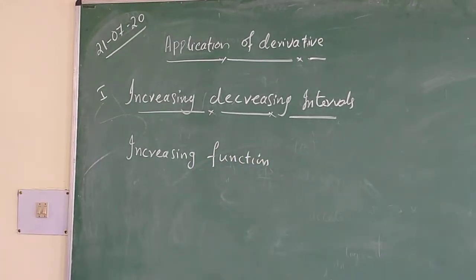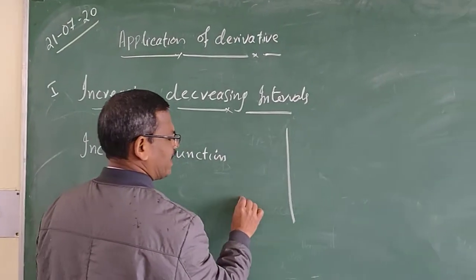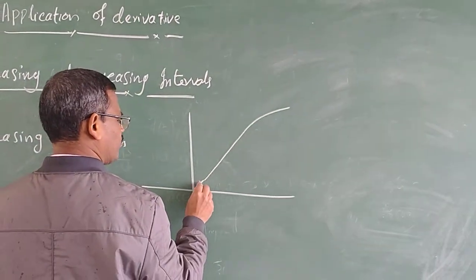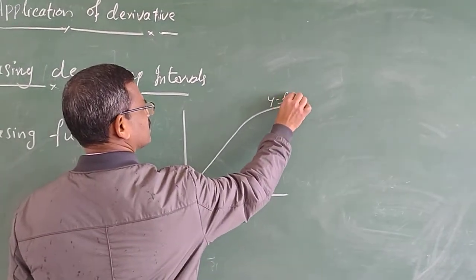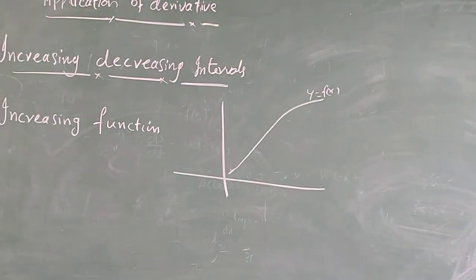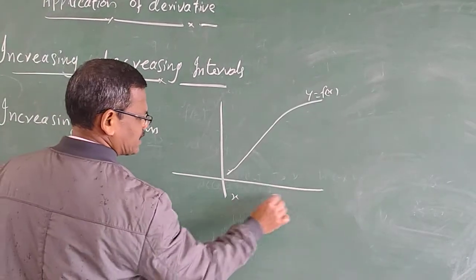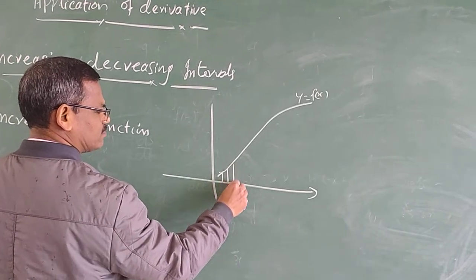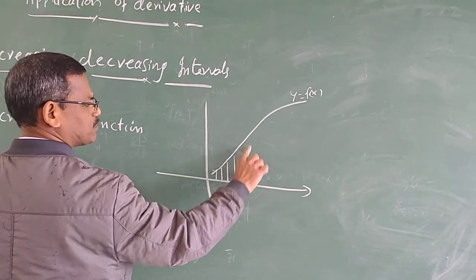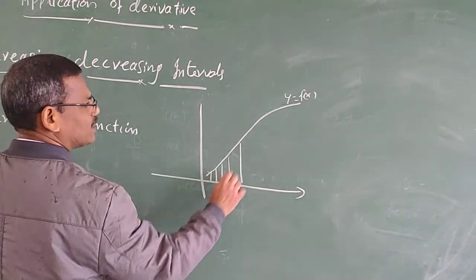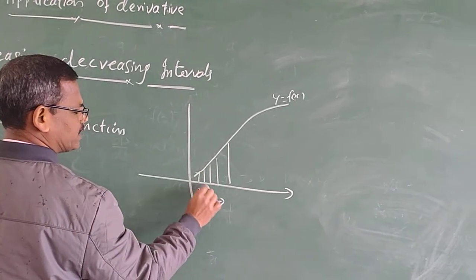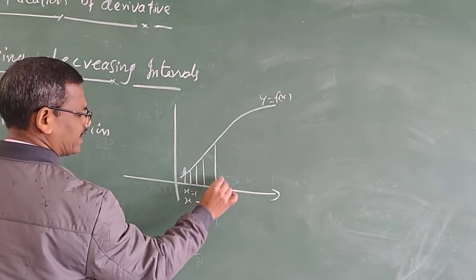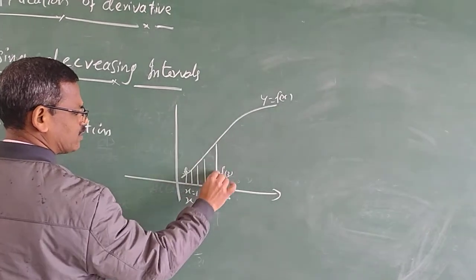Increasing function. If I take a figure like this, say this is the graph of a function y is equal to f of x. Here you can see that when x increases, this is the corresponding y value of that function. Suppose I take x is equal to 1, then this is f of 1. When x is equal to 3, then this value is f of 3.